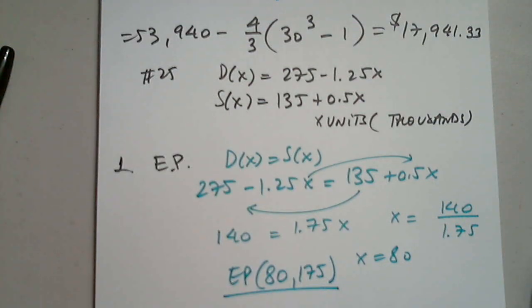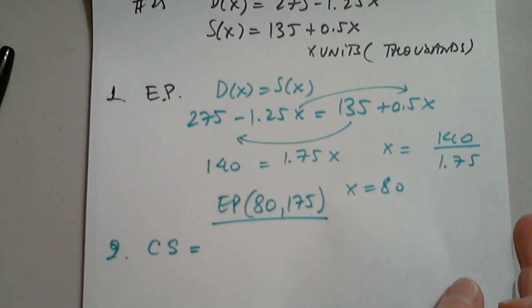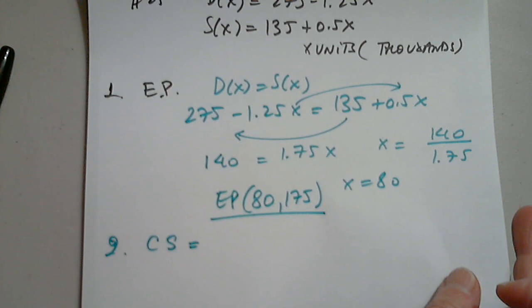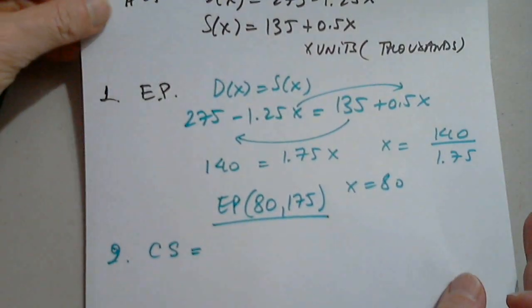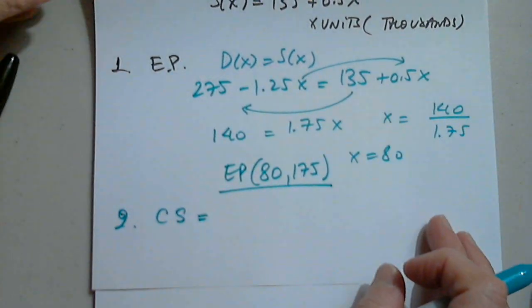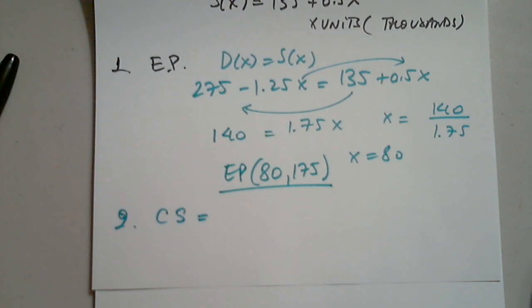Good. So now, step 2, the consumer surplus. Can anyone remind us the formula for the consumer surplus? What should I write for the formula for the consumer surplus? Give it a shot, please.